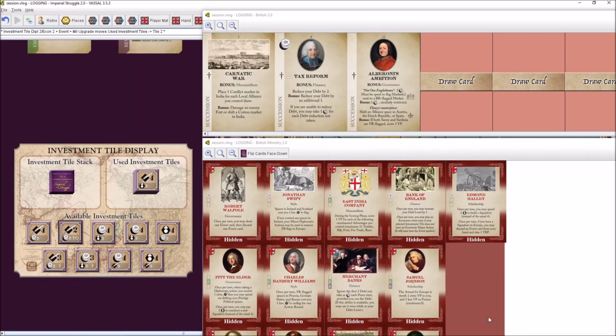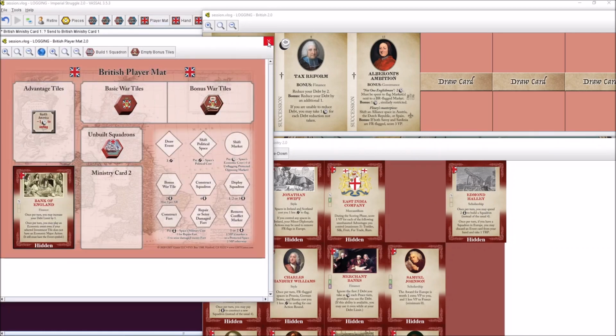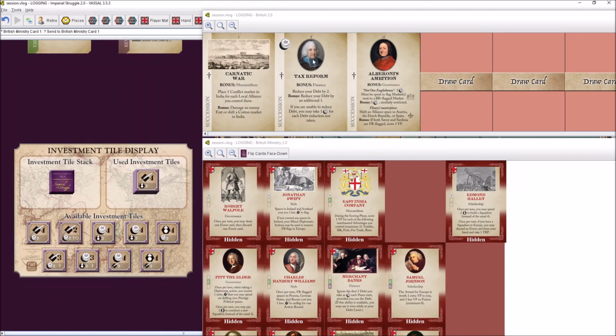Now, the British has a very interesting ministry card, Bank of England, which has finance, which would be a bonus for this, which allows you to increase debt by 1. But what is more, once per turn you may play an economic event even if your selected investment tile does not have an economy major action. So choosing this ministry card, it goes here, makes sure that we will be able to play this. And this is a pretty cool event because it allows you to reduce your debt.